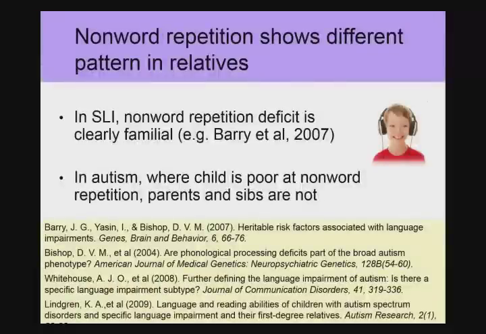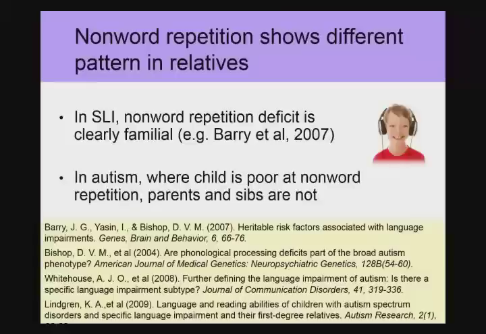But what's so interesting about it, and where it starts to get helpful for perhaps understanding comorbidity, is that when you look at parents, you get different results depending on whether you're looking at SLI or autism. In children with SLI, we've done studies, and I've also shown the same with twin studies, looking at people who are either genetically identical or strongly related. What you do find is it's just very clearly familial. We'll find that the parents of children with SLI often are poor at non-word repetition, even though they may themselves not have any really obvious language problems.